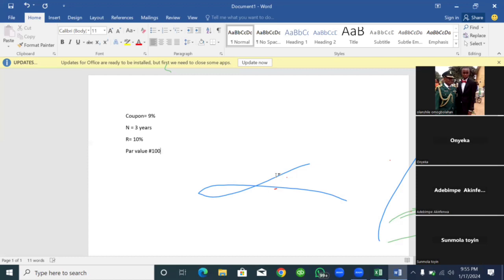For the 9% bond, that is the interest on it. It was even written there that interest yield. Like I said, yield also means rate of return. I explained all this in our first class. Yield also means rate of return, which is 10%.